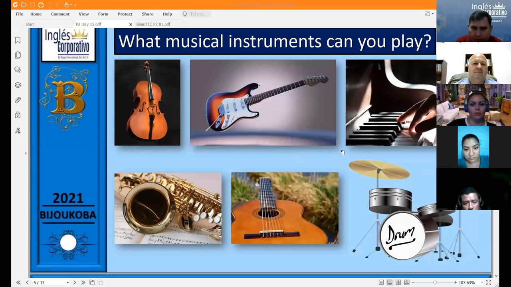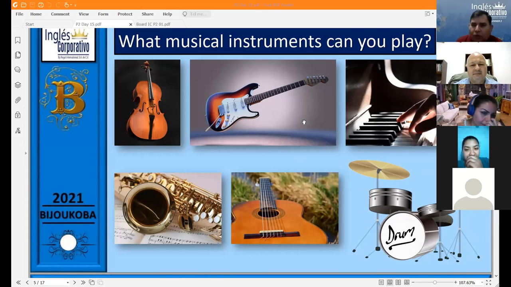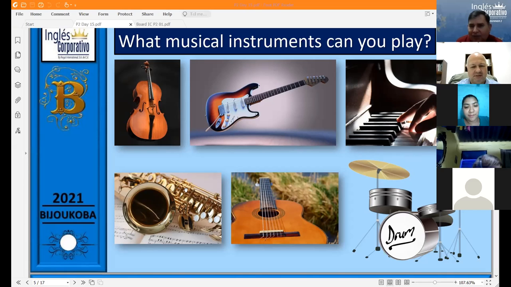Look at the musical instruments. What's this? Violin. Okay. Somebody will tell you, teacher, that is a cello. Okay. Let's imagine that is a violin. Okay. And what about this one? What's this? Guitar. Electric guitar. Okay. And this one is an acoustic guitar. Acoustic guitar, electric guitar. What about this one? What's this? Piano.